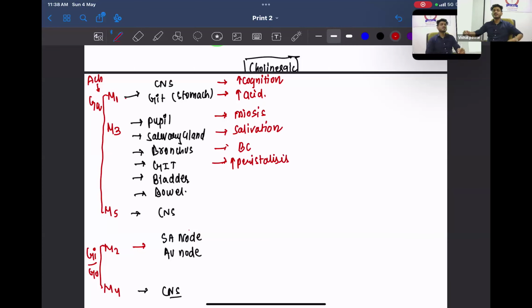What happens to the bladder? Will the bladder contract or relax? Contract. Bladder contraction will lead to what? Urination, right? And ultimately the bowel will be contracted, so you will be having defecation, right?